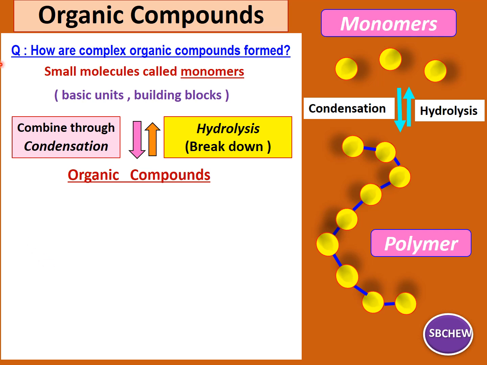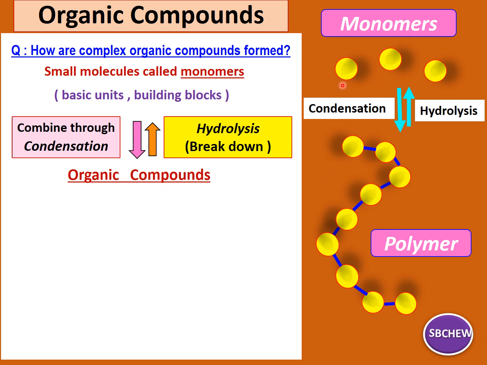How are complex organic compounds formed? Some complex organic compounds are formed from small molecules called monomers, which are the basic units or building blocks that combine together through a special process called condensation, to form the complex organic compounds or polymers. From monomers, we get polymers.